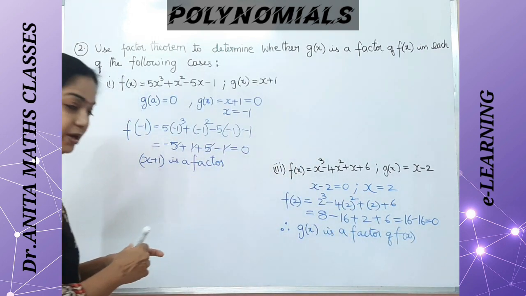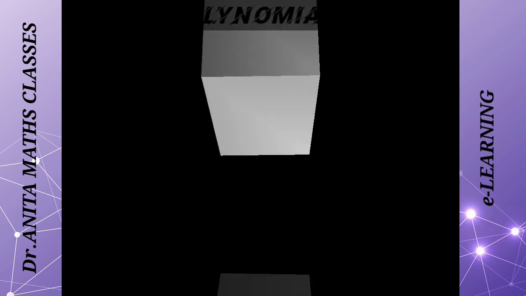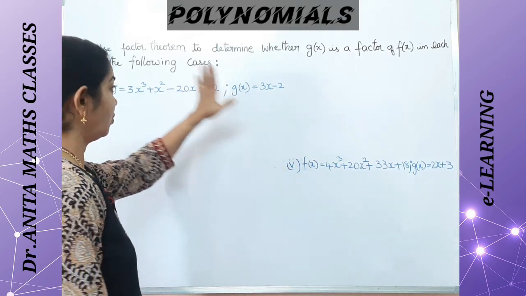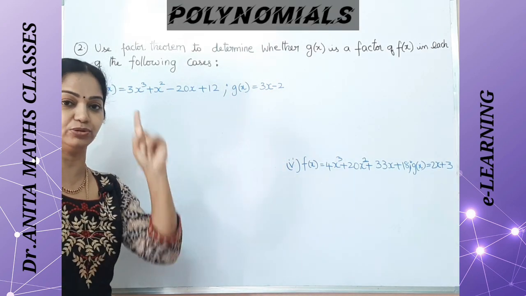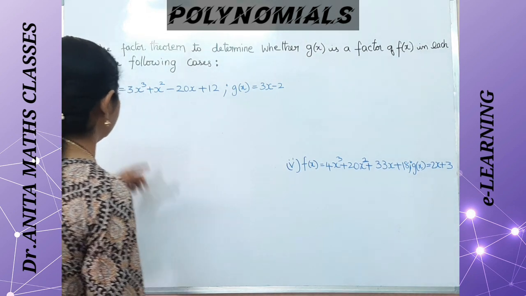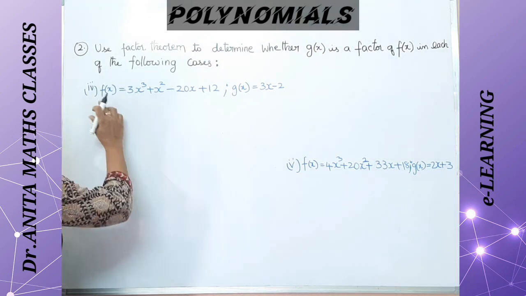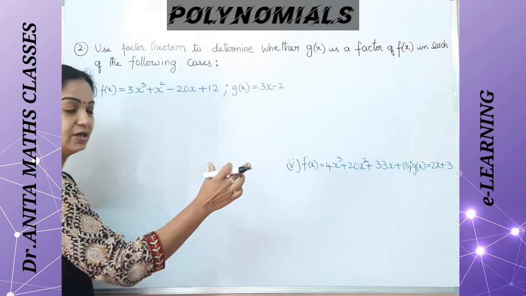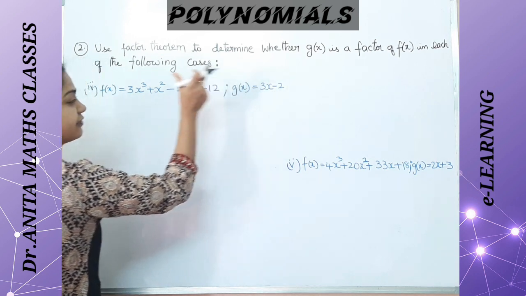Please pause the video and note it down. Let's see the next sum. The fourth and the fifth problems I have noted. All 5 problems I have given for you to practice, except the second problem. Now the fourth problem: f of x is given and g of x is given. We have to check whether this g of x is a factor of f of x.